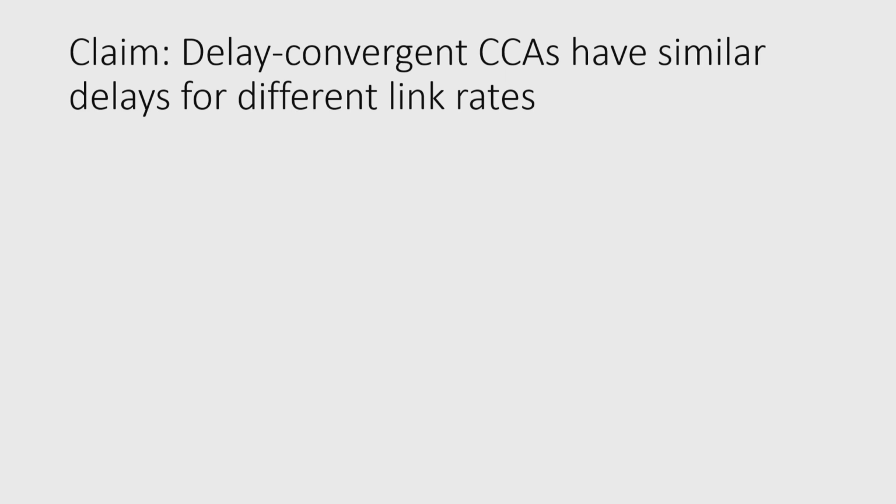And before we prove this theorem, I'd like to prove this subclaim, which is that for any delay convergent CCA, we can find two very different link rates, say those that are 10x apart, such that they have very similar delays. And that's a problem because, again, if the delay behavior is very similar, it is easy for the CCA to confuse between the two.